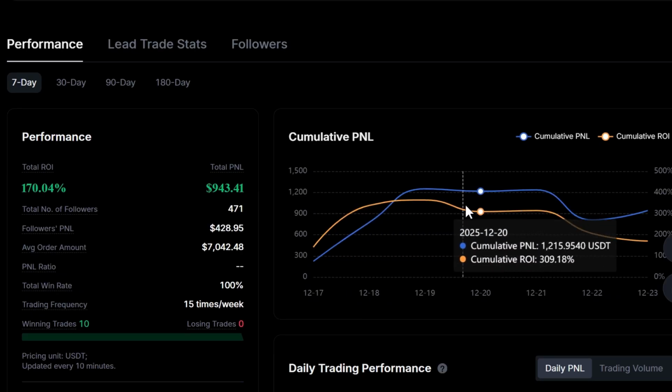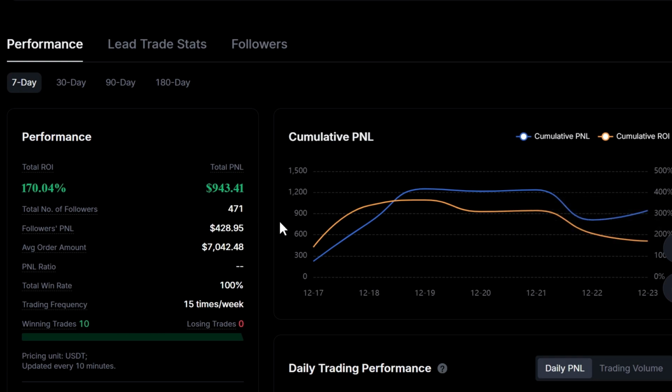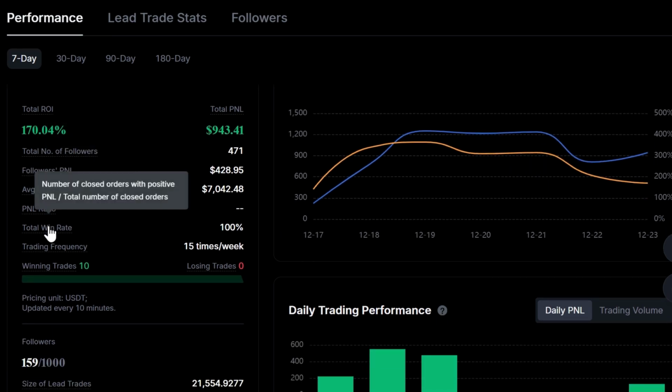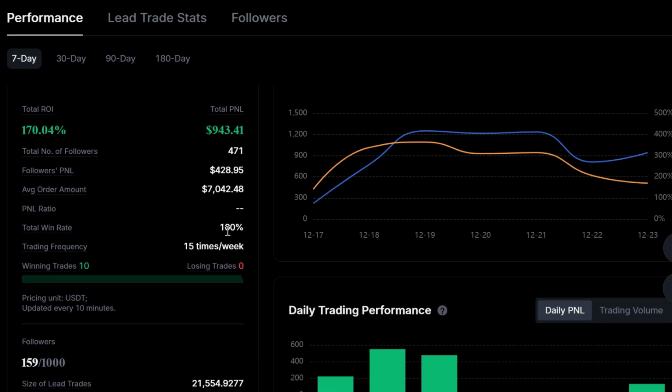Cumulative profit ROI chart: look for steady upward growth. Big spikes and crashes mean high risk and you could get liquidated. Win rate: at least 50 to 60% is ideal, and anything below 40% is pretty risky.